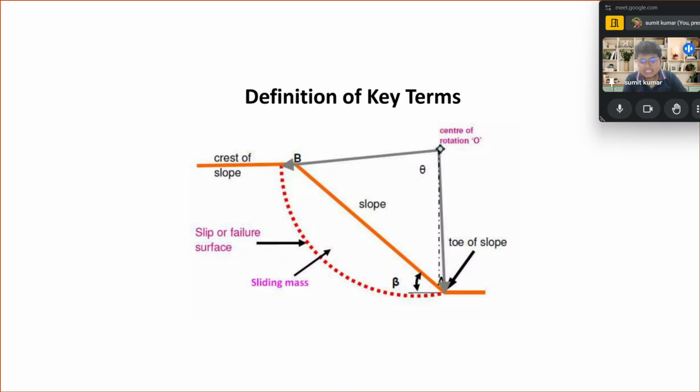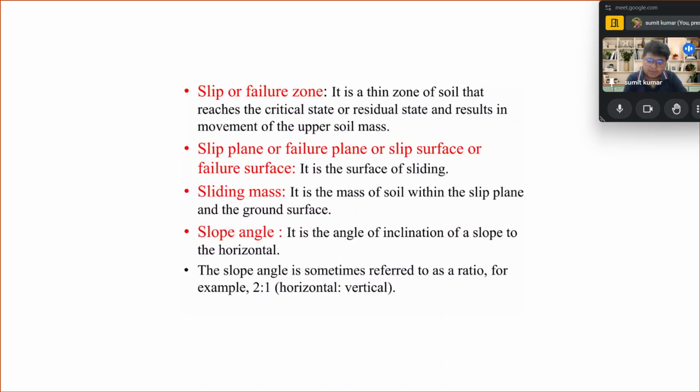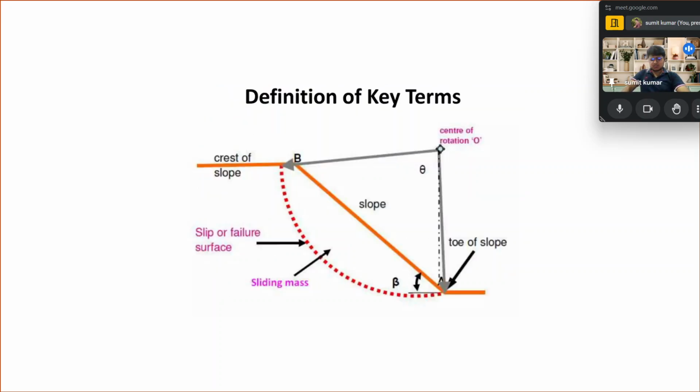Now we see the definitions of these key terms. First is the slip or failure zone. It is a thin zone of soil that reaches the critical state or the residual state and results in the movement of the upper soil mass. Over here, the soil mass moves in the downward direction, resulting in the failure of the slope. When we talk about the slip plane or failure plane, or the slip surface or failure surface, it is the surface of sliding, which is also visible over here. You can see the slip or failure surface is this surface.